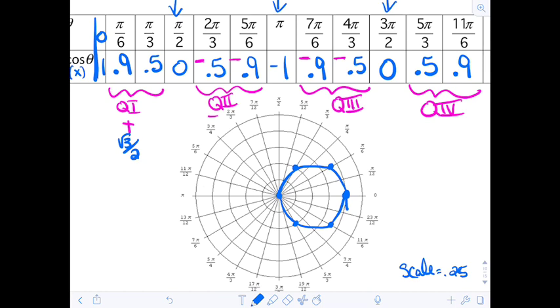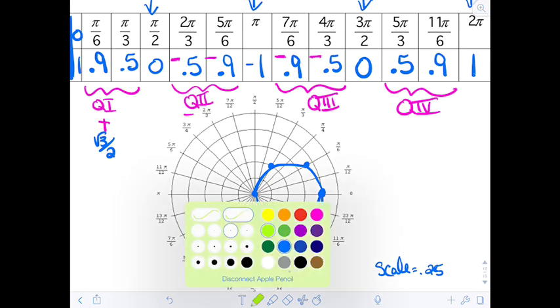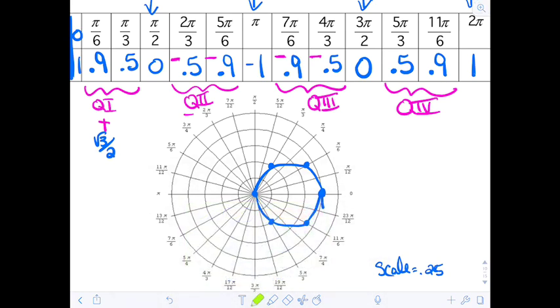So now if we go around again, if we keep going, to 7 pi over 6, let me change colors here, I'm going to rotate 7 pi over 6, and then I would go negative 0.9. So instead of going out to negative 0.9, I'm going to go back, and that's going to be that point right there that I already have. Then 4 pi over 3, I'm going to go out 1/2, but then reflect back over. That's going to be there.